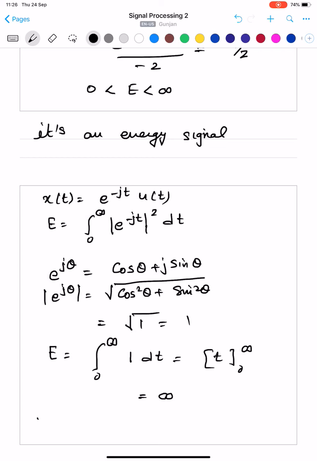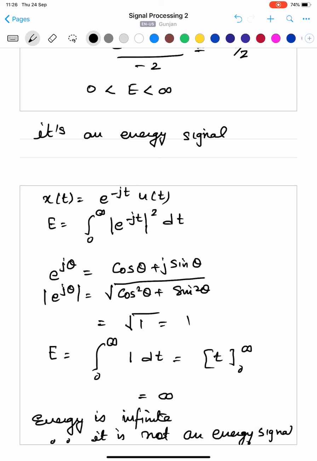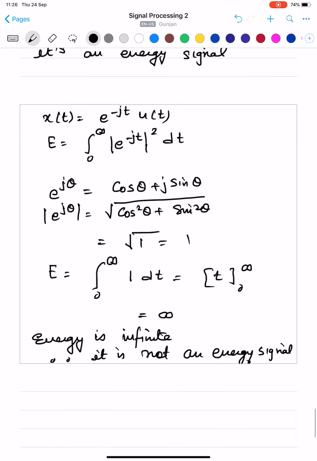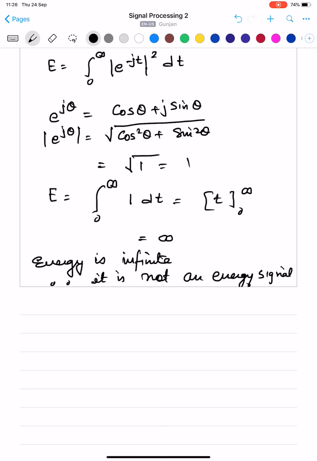So the energy is infinite, therefore it is not an energy signal. So what happens if the signal is not an energy signal? We check whether the signal is a power signal or not. So how to find the power?